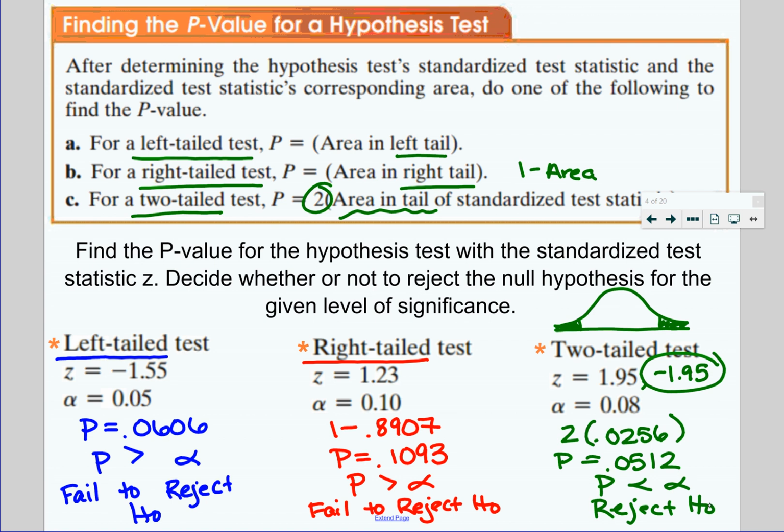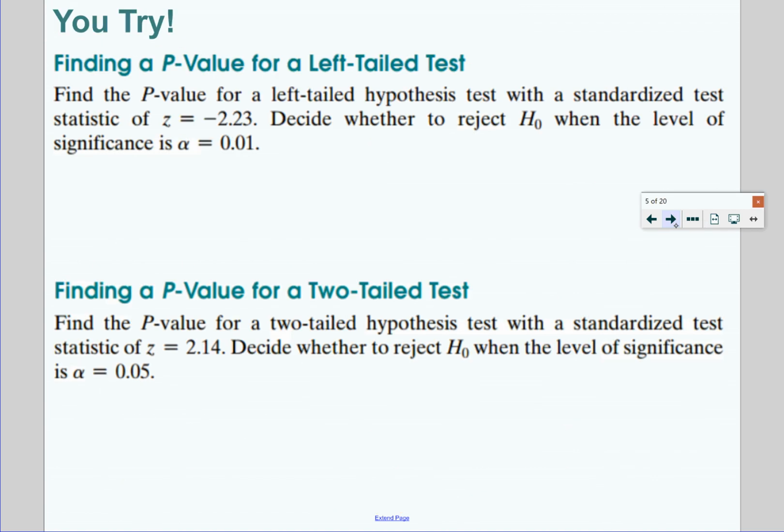Questions on those? All right, flip your paper over. I want you guys to try the next two problems. Okay, so find the p-value, compare it to alpha, and then make a decision, reject or fail to reject the null hypothesis.